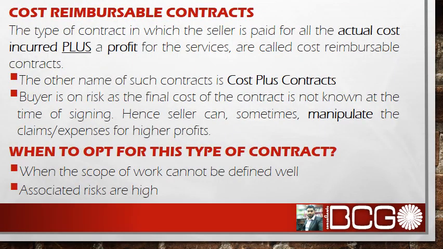Okay guys, first things first, let us try to define what cost reimbursable contracts are. They are the contracts in which the seller is paid for the actual cost plus a profit, and this profit is normally an agreed percentage of the incurred cost, and this percentage is decided while the contract is signed between the two parties.